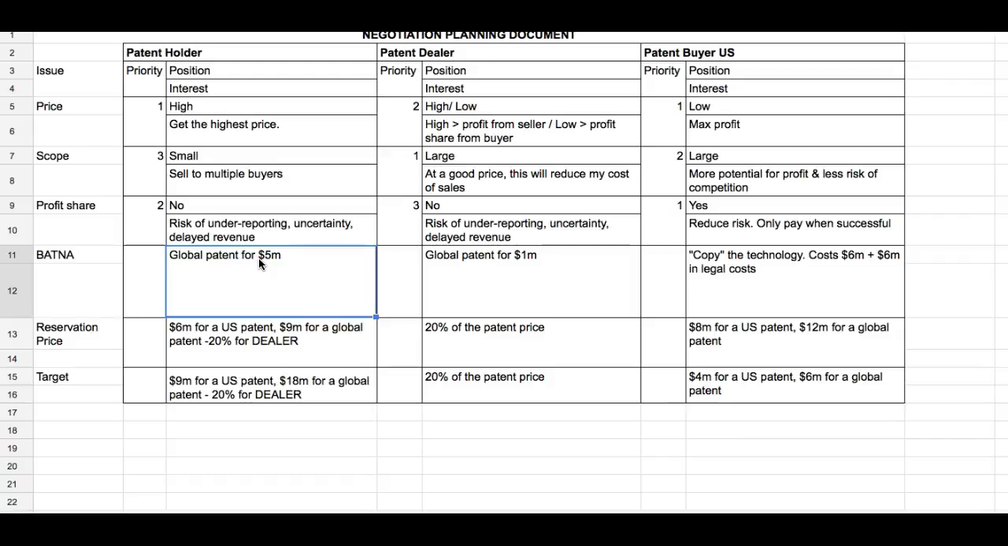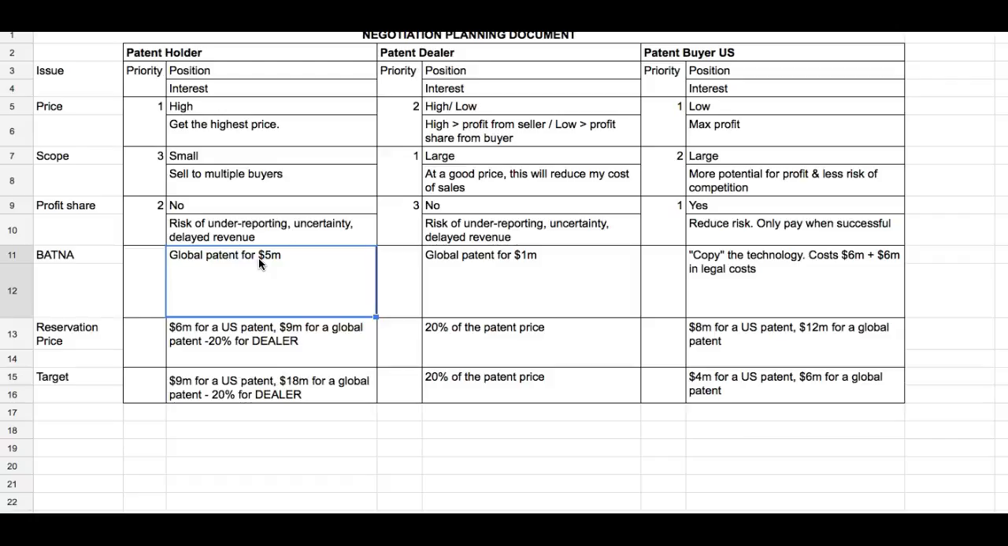That's the BATNA. Now the reservation price is 6 million. The reservation price is basically the price that the patent holder wants as a minimum, what he sees as a minimum fair price. Below that price, he is not going to play ball. The 5 million is something he has in his hand. It's his BATNA, but he's not seriously considering that. He will say, okay, I'm going to invest my time, and I'm going to agree to this only if I can get 6 million for a U.S. patent or 9 million for a global patent.